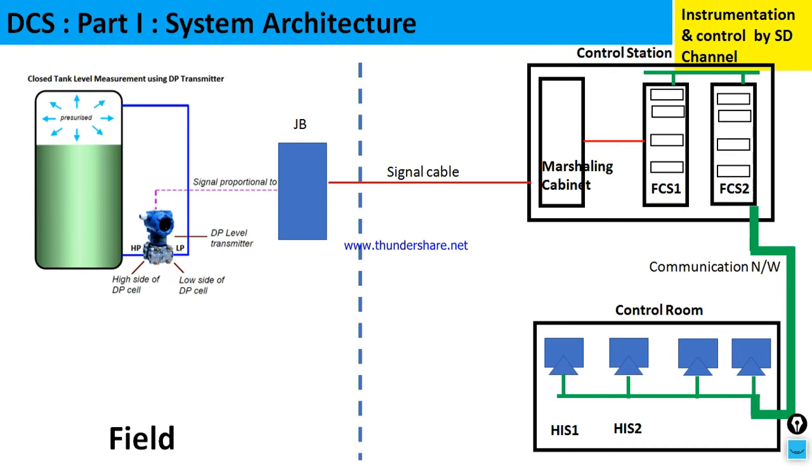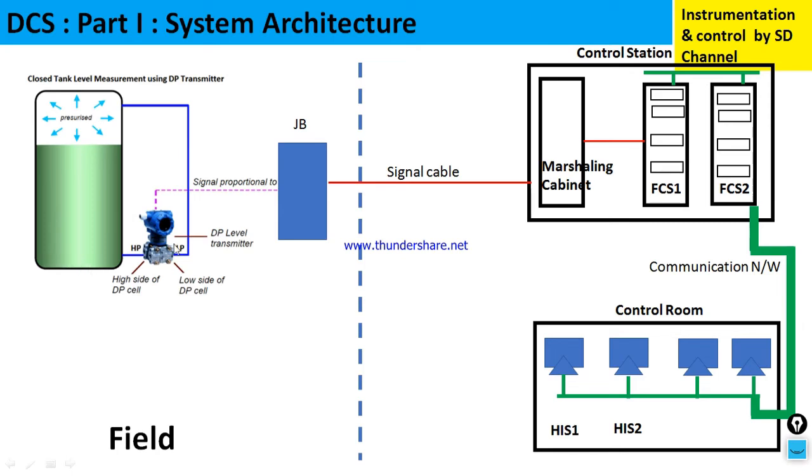Now you just realize how data is coming from the field to your control room. This is the field section. This is your control station where FCS are installed. It is maybe a separate room. And this is your control room where operators sit to control your plant. So HIS are there, 4 HIS are there.